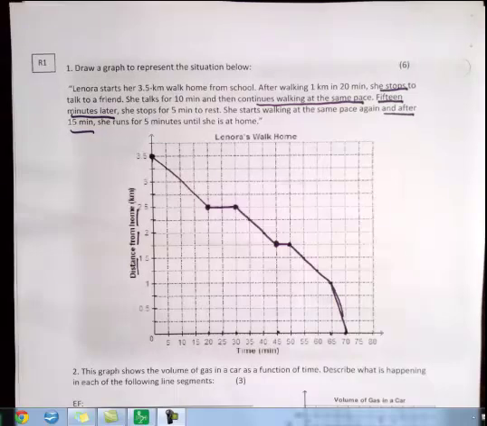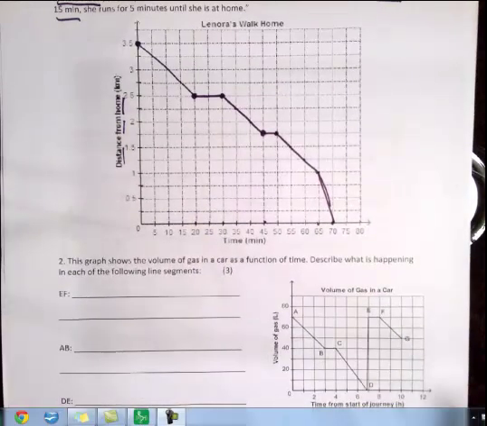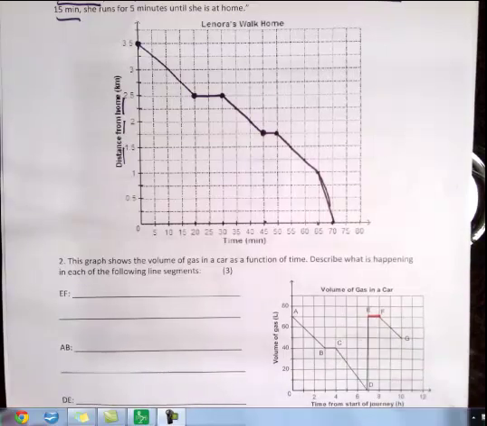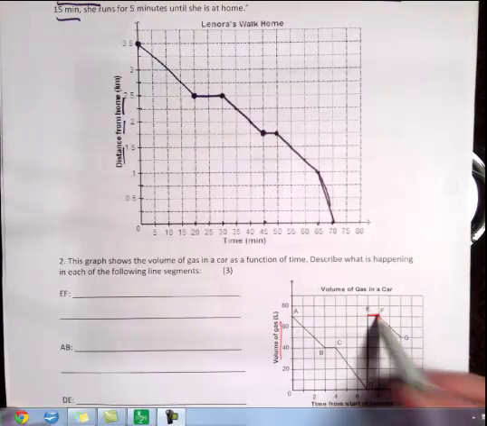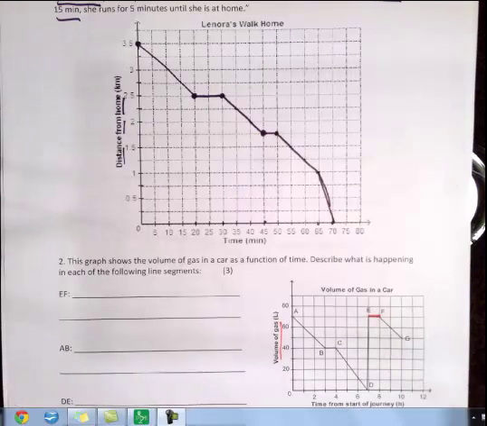So that's our first question done. Now the next question looks at the volume of gas in a car as a function of time. Describe what's happening in each of the following line segments. All right, so right here, this is E to F. What's happening? Well, you notice this is volume of gas. The volume of gas is not changing. So when does the volume of gas in your car not change? Well, that's when your car is not running or when your car is stopped.